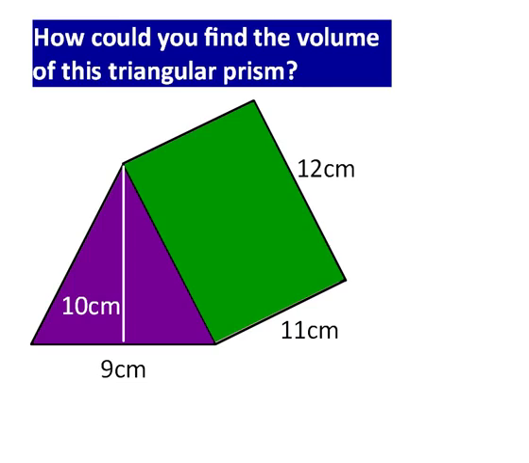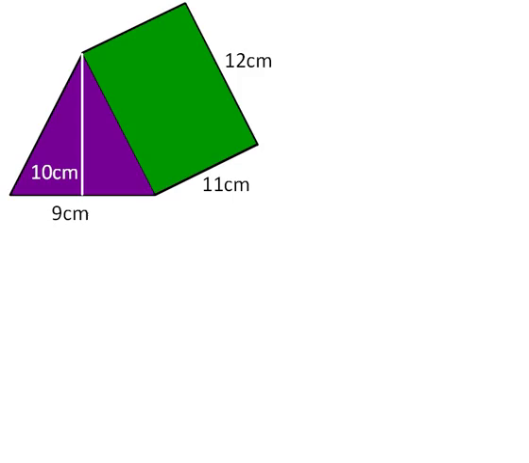Okay, how do you find the volume of this triangular prism? Well, it's just the same. We find the area of the face at the front, so this triangle, and multiply it by the depth of the shape. So this triangle at the front has an area of 9 times 10 divided by 2. So that's an area of 45 square centimeters, and then we need to multiply that by 11.